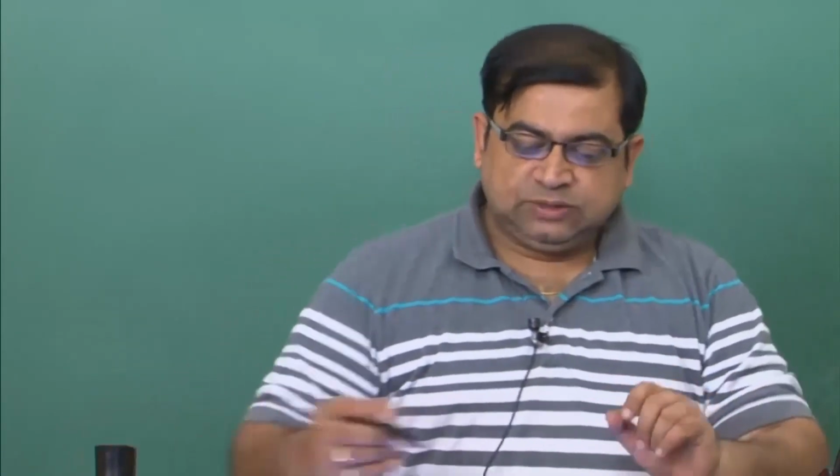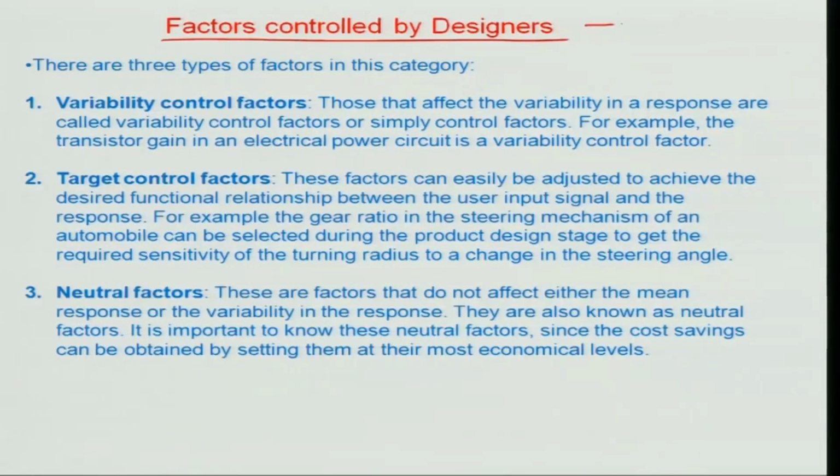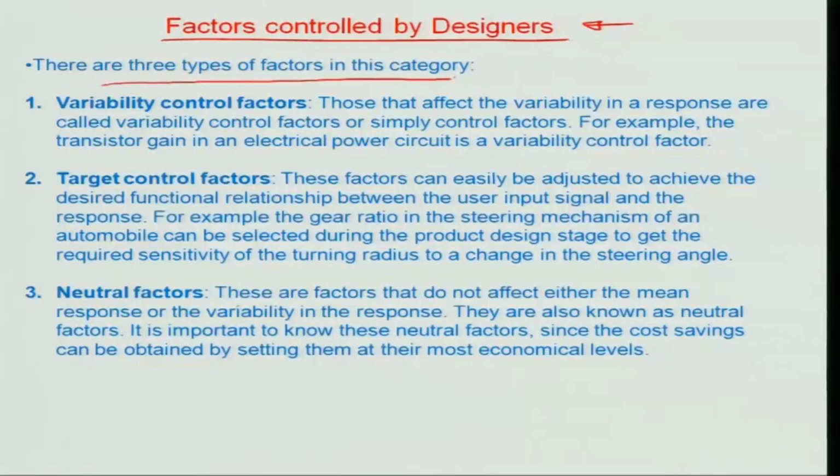So, let us look at the factors which are controlled by designers. We already did a very detailed analysis of the factors which are controlled by the operator or the user directly. So, there are principally three different types of such factors which fall in this category. One is called the variability control factor. Okay.